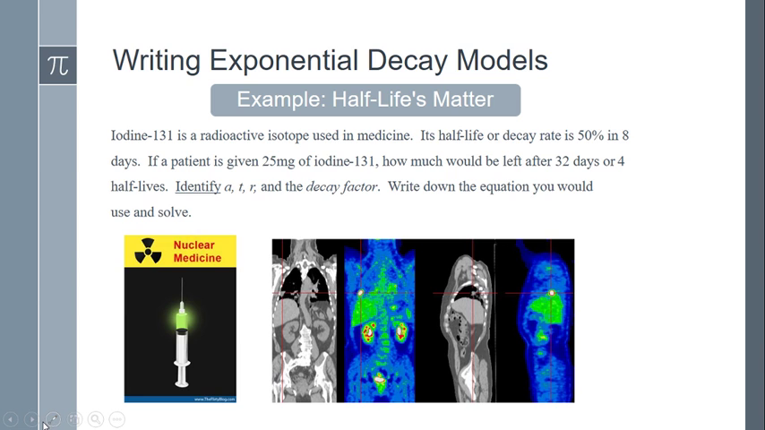Now, if a patient's given 25 milligrams of iodine-131, how much would be left after 32 days, or 4 half-lives? Because remember, a half-life in this case is 8 days, so 32 divided by 8 gives us 4. So 32 days would represent 4 half-lives. We need to identify what the A, the T, and the R is. Go ahead and tell me what the decay factor is, and write down the equation you would use to solve it.